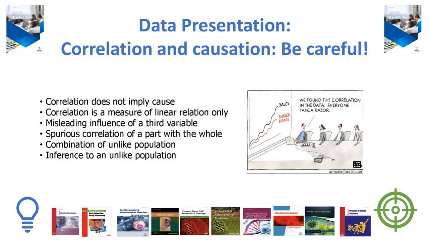We may be looking at the combination of an unlikely population. We may be making inferences based on an unlikely population. So be careful with how you interpret your data. You can see on the cartoon an example here. There may very well be an apparent correlation between two variables in your analysis, but have you selected those two variables for analysis correctly? Is there really a causative relationship between the two?